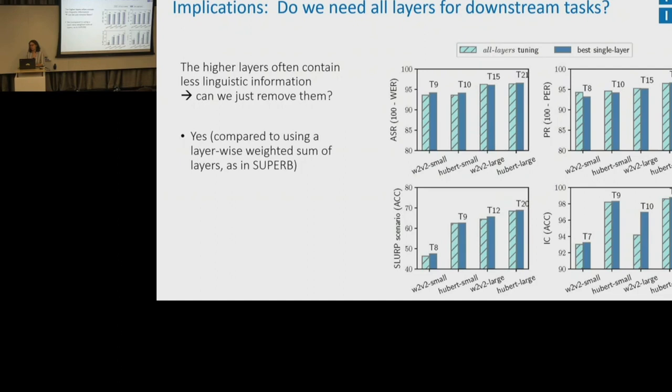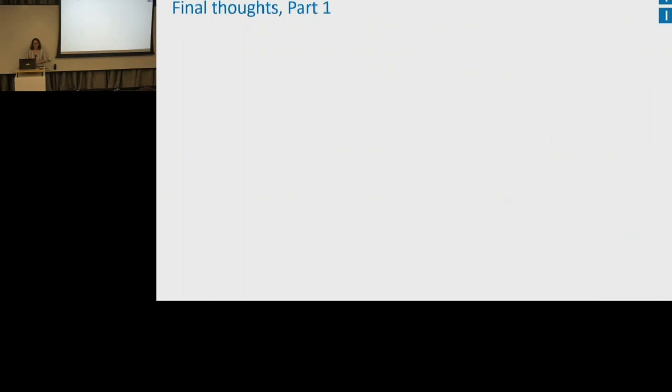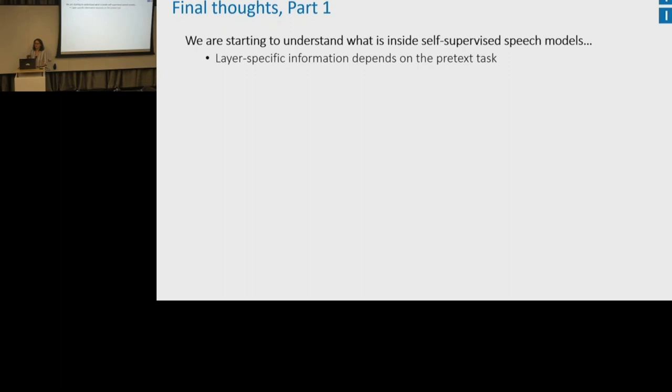Okay. All right, so just a few final thoughts about this part. So I think it's safe to say that we're starting to understand something about what's inside these self-supervised models. We haven't talked about this a whole lot because I didn't want to get into the details of the pretext task, but we believe that we can tell from these results that the layer-specific information depends on the pretext task and to some extent how it depends on the pretext task. So we're starting to get some ideas for maybe how to design pretext tasks, though we haven't gone that route yet.